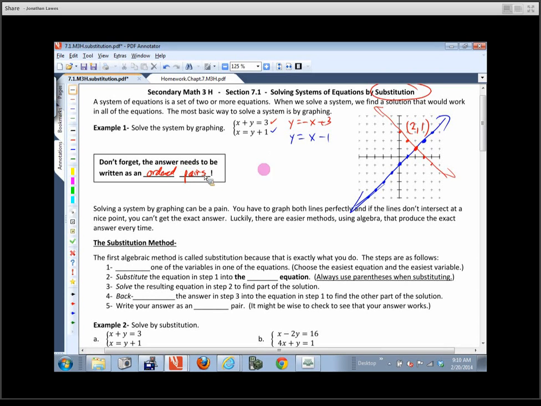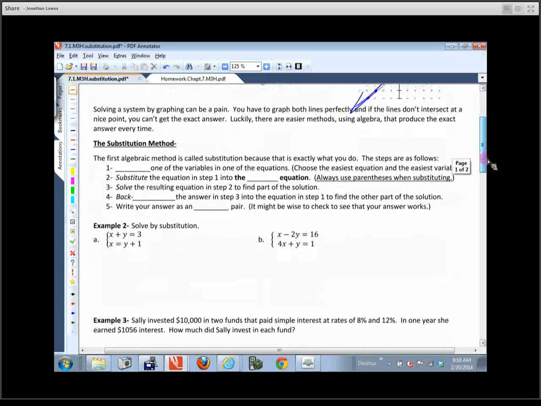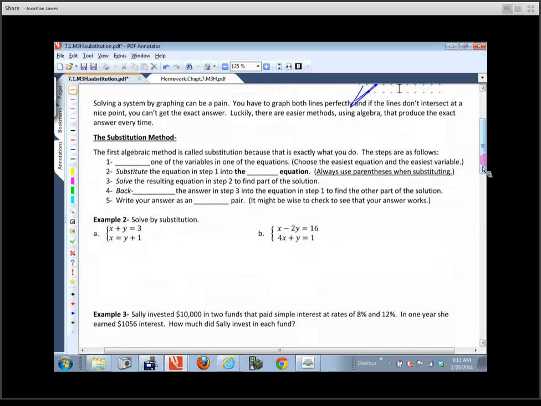So on this particular one, the solution would be 2, 1, that's the x, that's the y. It indicates that's the point where these 2 curves, or these 2 lines in this particular case, cross. All right? So the substitution method is the most basic method of solving outside of graphing, but graphing can be a real pain because you've got to draw a nice, accurate graph, but if they don't cross at nice points, then you're in big trouble because it's really hard to estimate what the exact answer is by looking at a graph. So we're going to learn some algebraic techniques, or probably review some algebraic techniques.